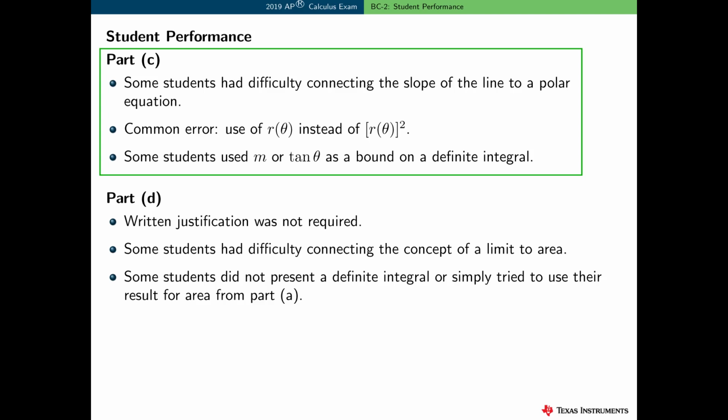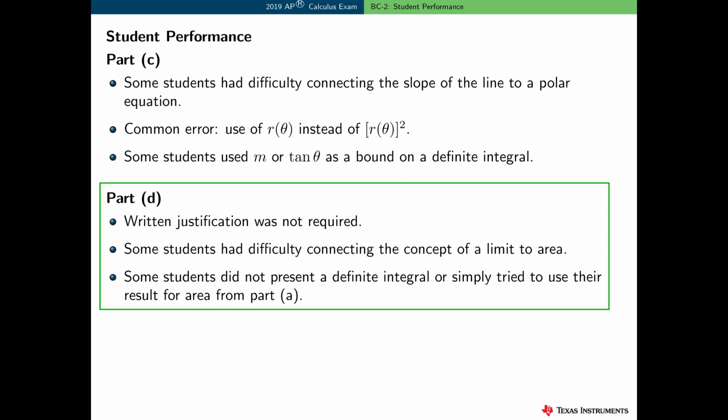In Part C, some students had trouble connecting the slope of the line to a polar equation. And a common error here was the use of r of theta instead of r of theta squared. And some students used m or even the tangent of theta as a bound on a definite integral.